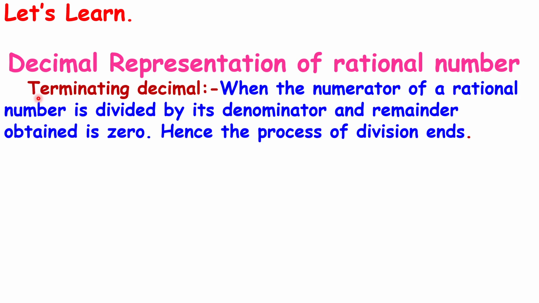In a terminating decimal, when the numerator of a rational number is divided by its denominator and the remainder obtained is 0, the process of division ends.